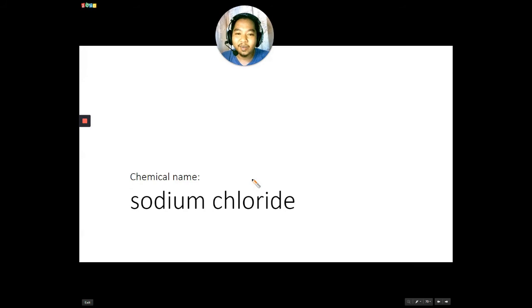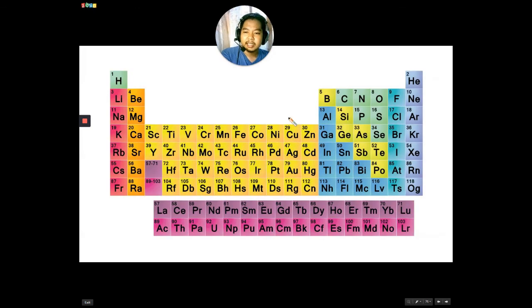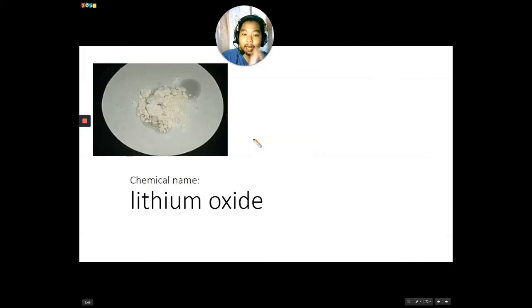Sodium chloride. First things first, when we encounter a compound, we identify first what elements are involved. We have the sodium and the chlorine. Why is it IDE instead of sodium chlorine? Later on, I'll tell you why. So, sodium chloride. Let me find sodium. This is sodium. It's in group 1. Chlorine is in group 7. So, sodium and chlorine, group 1 and 7.